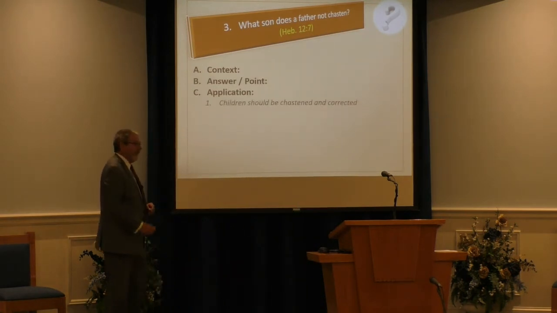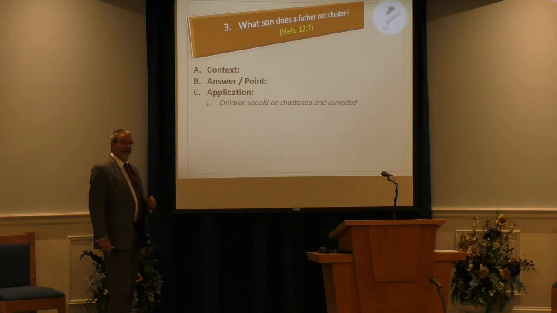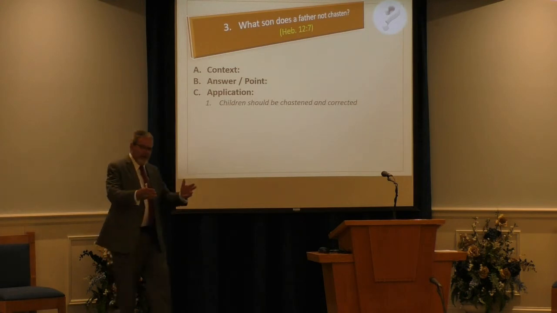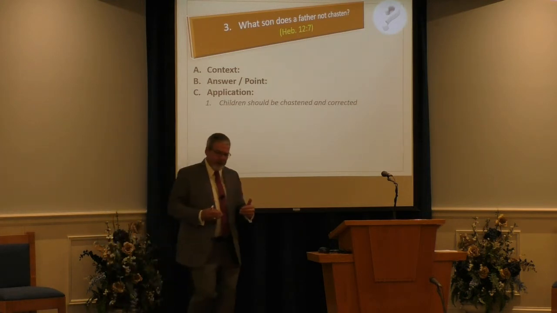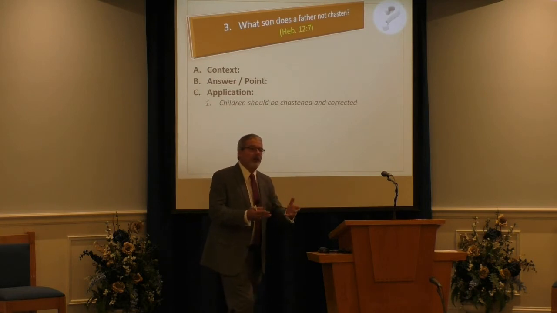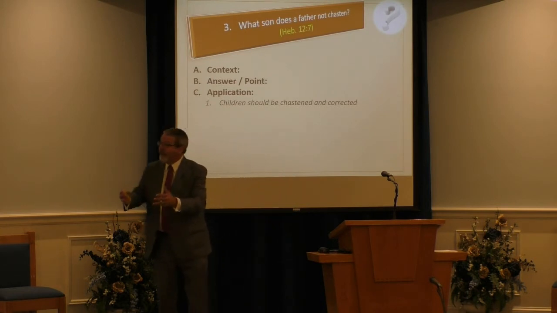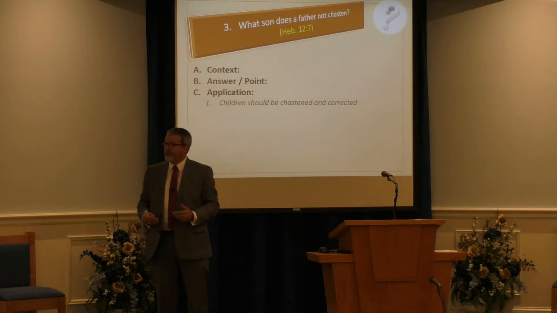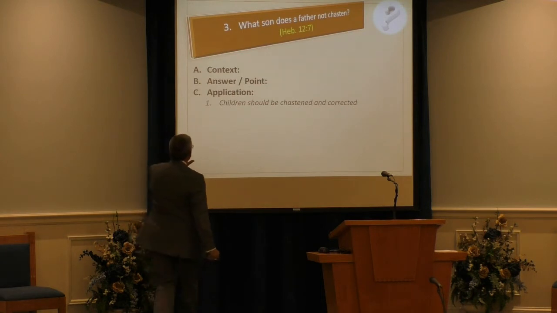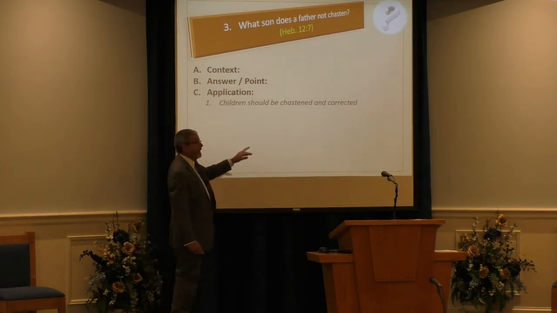Well, I'm learning something from that, in the context, because of the parallel, that children should be chastened and corrected for their good. You say, well, this context really isn't addressing the family relationship and giving instructions how to raise children. No, it's not, but it is there by implication because of the parallel. So I walk away from the text learning children should be disciplined and corrected for their good.